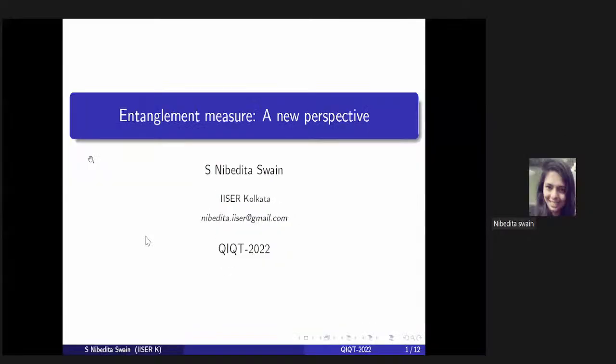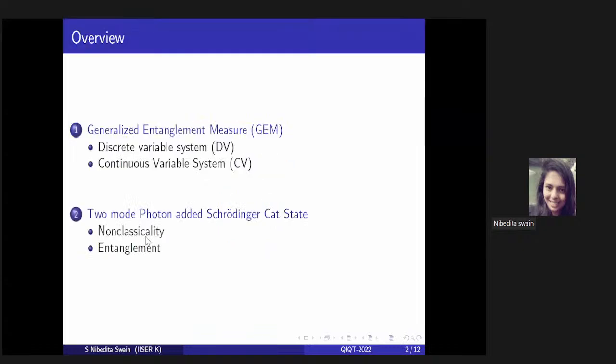So, today I am going to present an overview of our work. This is the overview of my presentation. First, I will start with a generalized entanglement measure for both the discrete variable system as well as the continuous variable system.